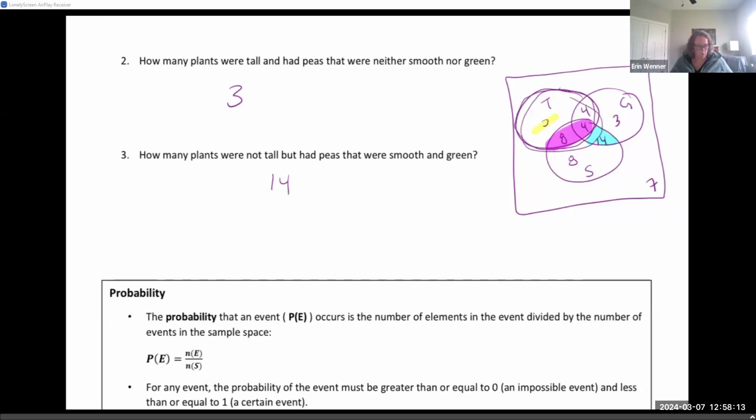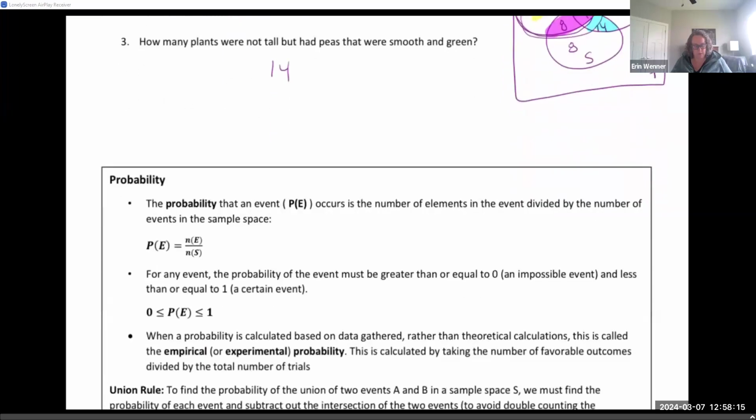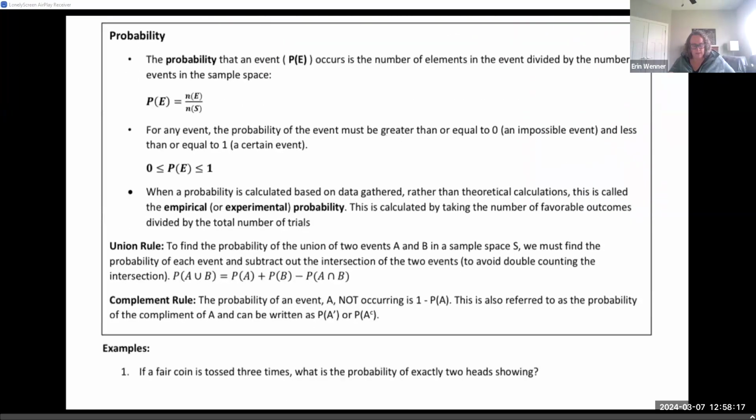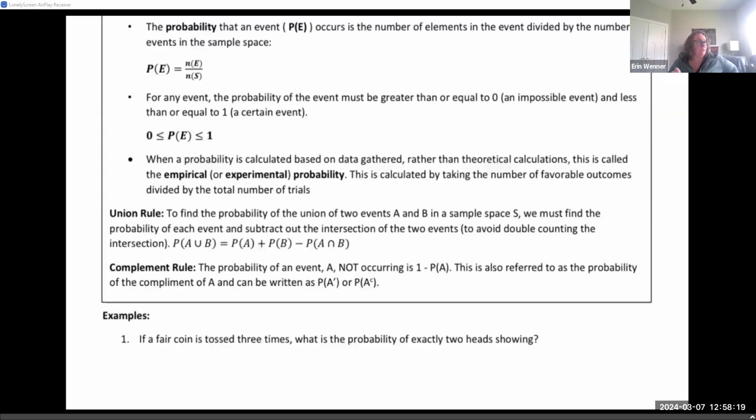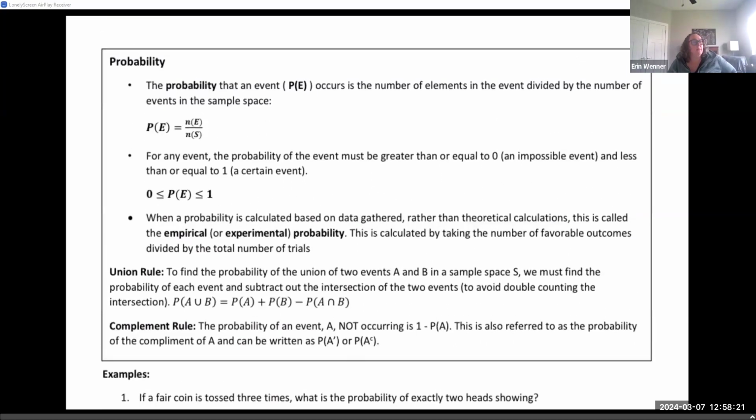Okay, so let's look at probability. So the probability that an event will occur, written as P of E, is the number of elements in the event divided by the number of elements in the sample space. So really we think of that as how many ways E can happen out of all the possible outcomes, okay?